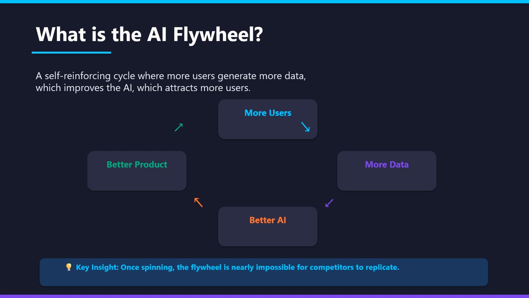The AI flywheel is the same concept applied to intelligence. So here is what makes it a moat. A competitor can copy your model architecture, they can hire the same engineers, they can raise more money, but they cannot copy your data, right? If you have 5 years of user interactions training your model, a new competitor starts at zero. That gap only grows over time.